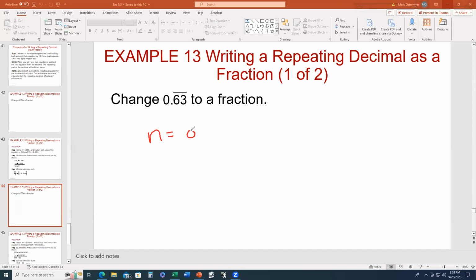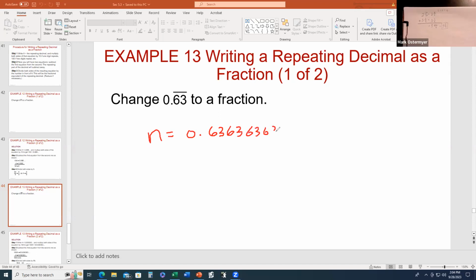So first of all, I'm going to write n equals 0.636363... We write n equal to this. Then I multiply both sides by what? 10 or 100? How many digits repeat here? Two. So I've got to multiply both sides not by 10, but by 100. You've got to multiply the right side by 100 also.